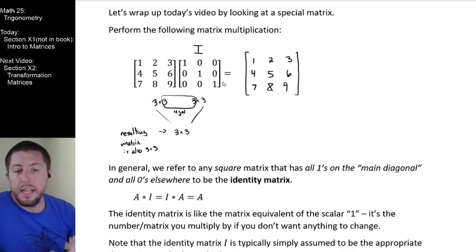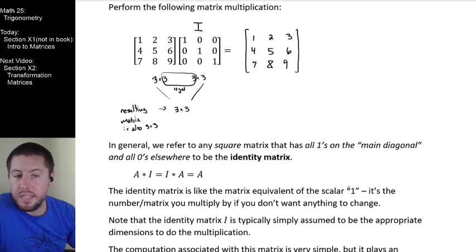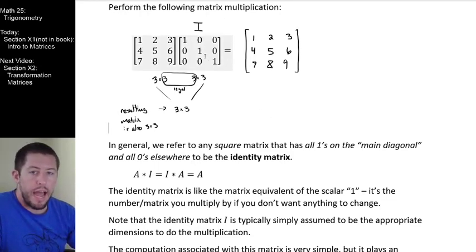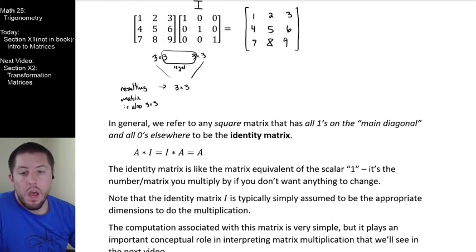And it's sort of like the matrix equivalent of the scalar number 1. It's the number that you multiply by if you don't want anything to change. So if you were going to do some multiplication but you didn't want any change on the other end, the only thing you can multiply by is this identity matrix. All ones on the diagonal, all zeros everywhere else.